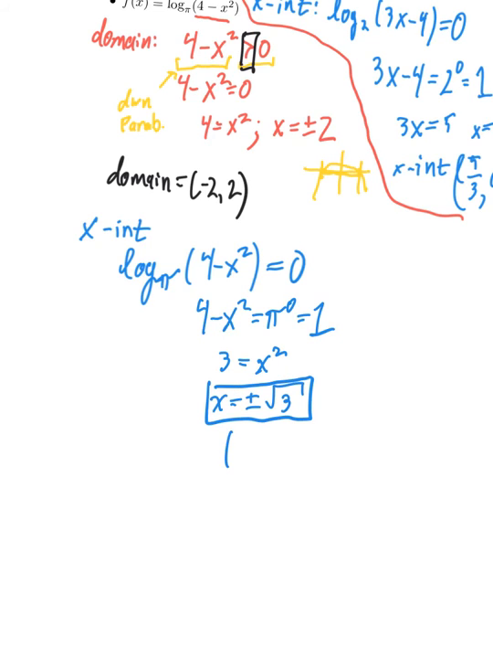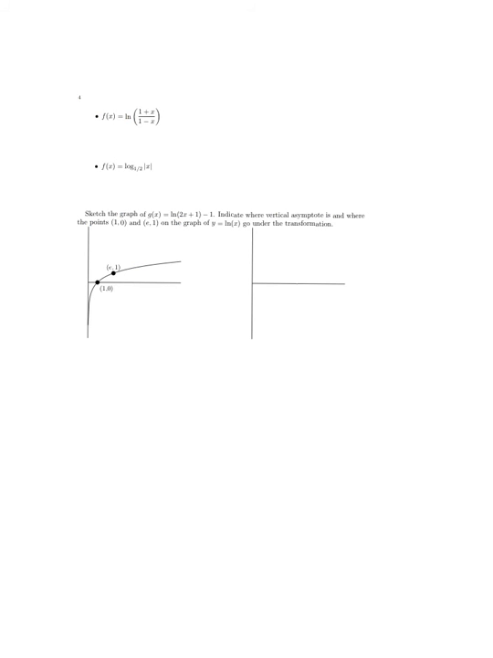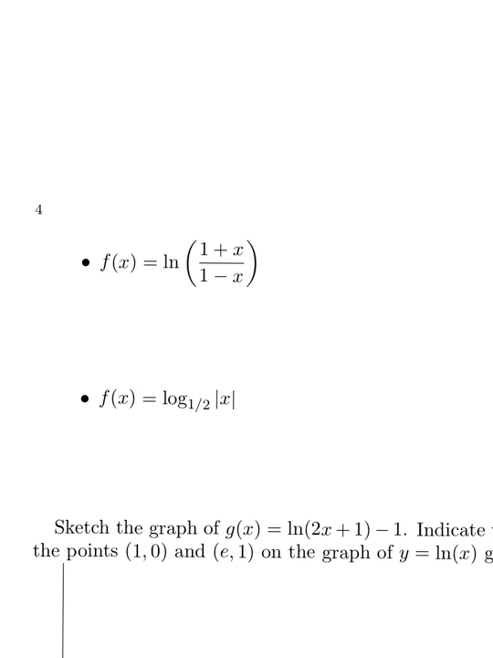So the points are root 3 comma 0. It's a point, so it should be written as a point. Negative root 3 comma 0. Nice. Cool. So, let's move along. Let's go to the next page. So, let's try to repeat this. And I think now I'm just going to start settling with just domain.